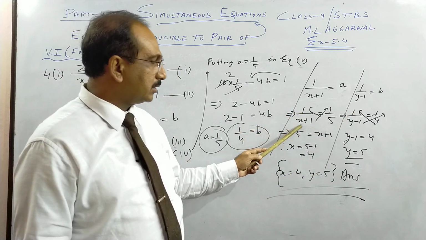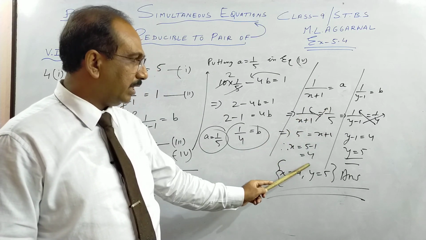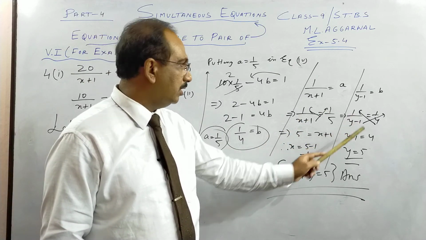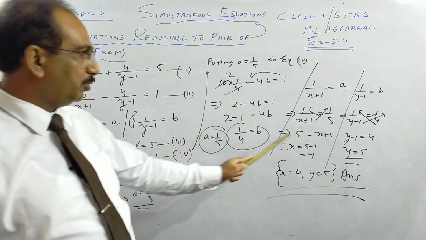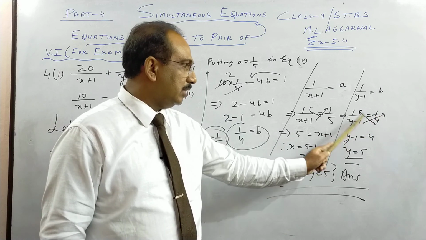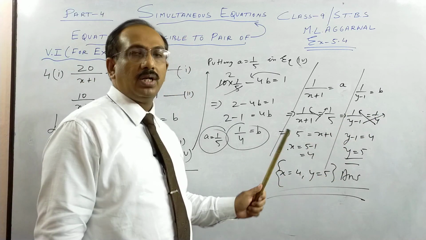So 1 by x plus 1 is 1 by 5, so x plus 1 is 5, and x we get as 4. And here 1 by y minus 1, which is nothing but B, we put B's value 1 by 4. So this goes there, this comes here. So y is 5. So your answer is x is 4 and y is 5.